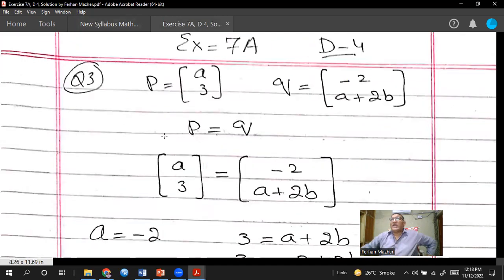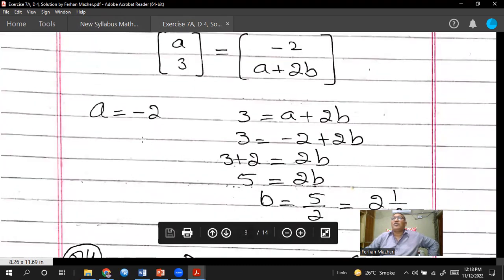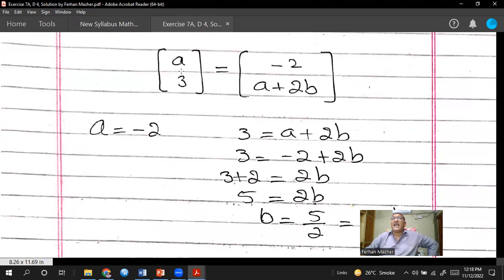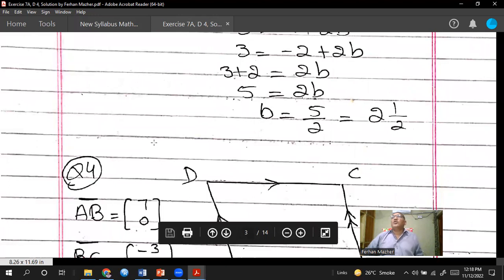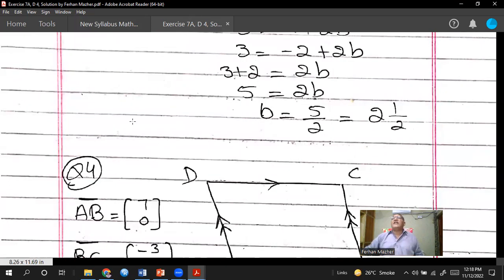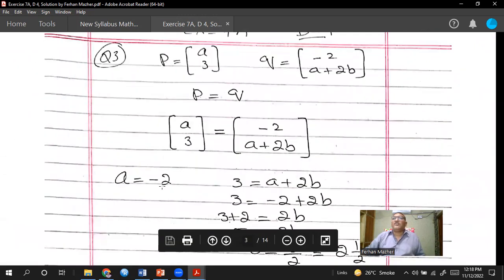So I will compare. You can see here the P is equal to the Q. So I wrote the column vector of the P and the column vector of the Q. So now I will write. The X here and the X here are equal to each other. The Y here and the Y here are equal to each other. So A will be equal to minus 2. So 3 is equal to A plus 2B. So in the place of A, I will put the value, which is minus 2. So plus 2B. So 3 plus 2 is equal to 2B. So 5 is equal to 2B. So B will be equal to 5 by 2. And that will be 2 whole 1 by 2.